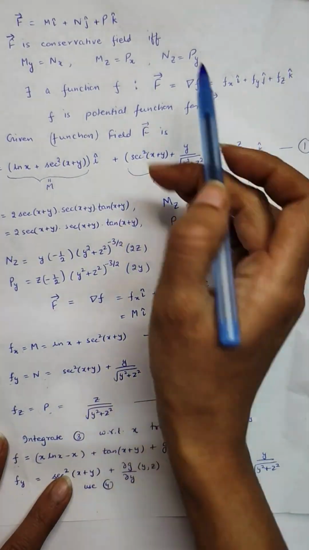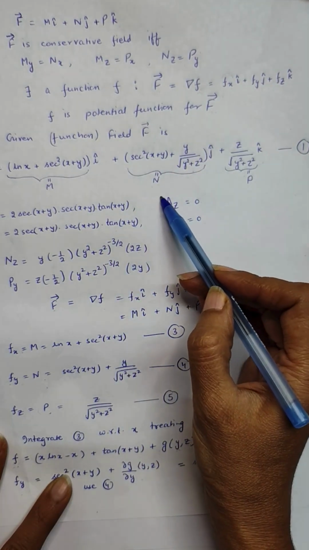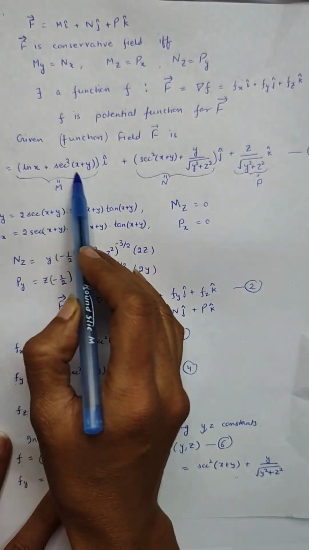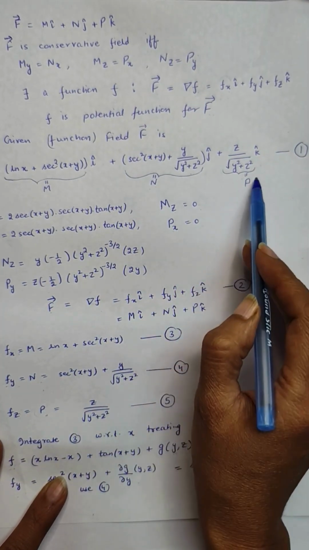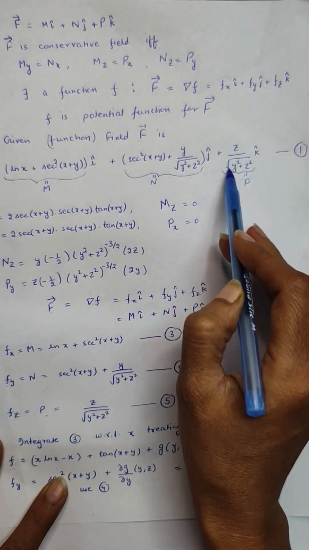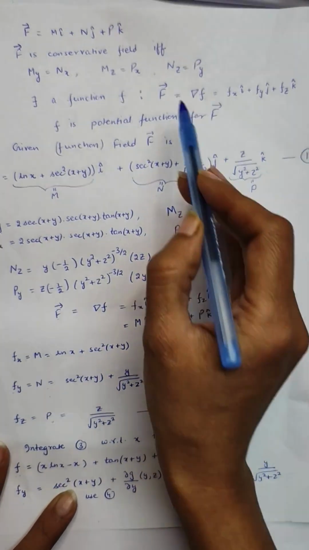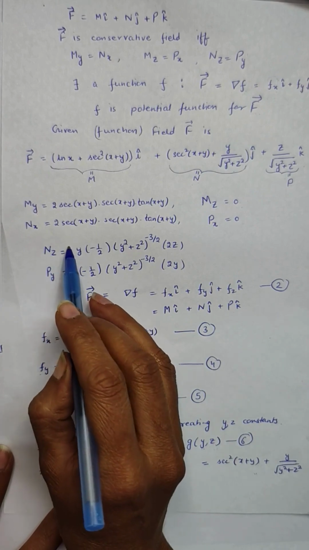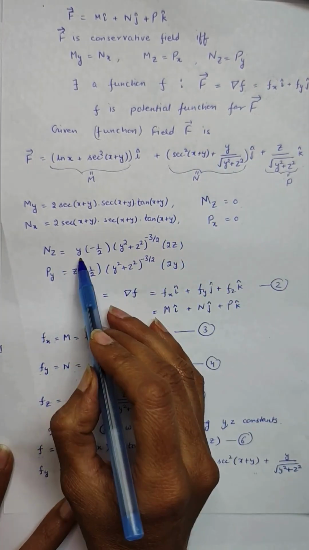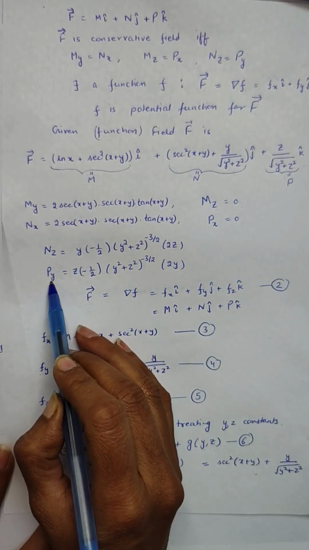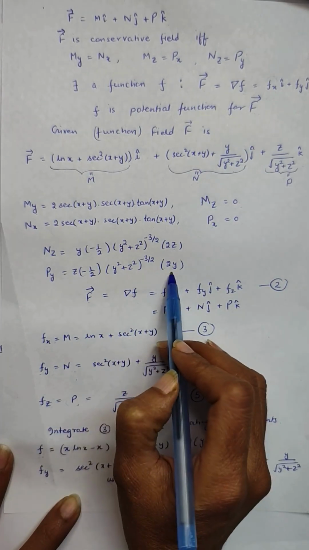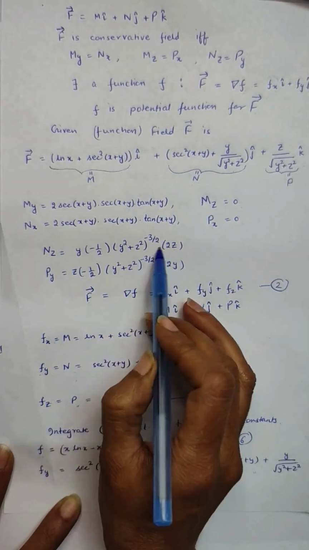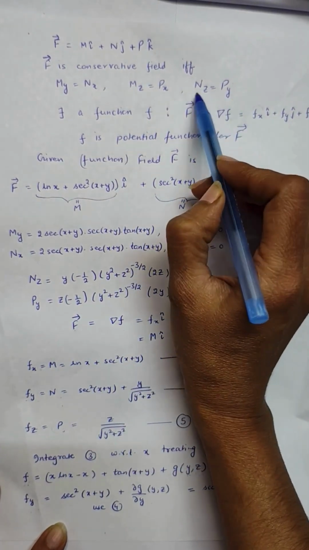Now let's move on to the second equation. The partial derivative of M with respect to z is 0 because there is no z variable in M. Similarly, the partial derivative of P with respect to x is 0 because there is no x variable in P. So both of them are 0. So the second equation is satisfied. And now the third one: the partial derivative of N with respect to z turns out to be equal to this, and the partial derivative of P with respect to y turns out to be equal to this. So they are both equal except some of the terms have been rearranged, but they are equal. So the third condition is also satisfied.